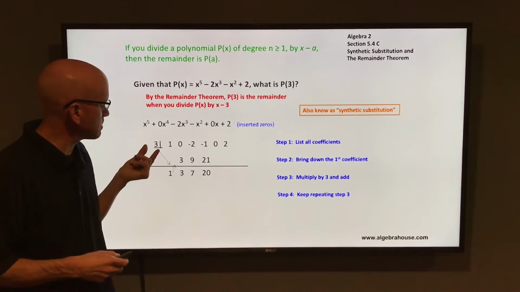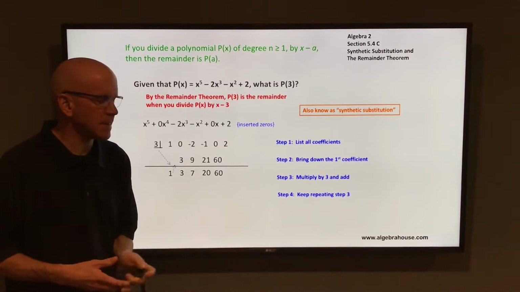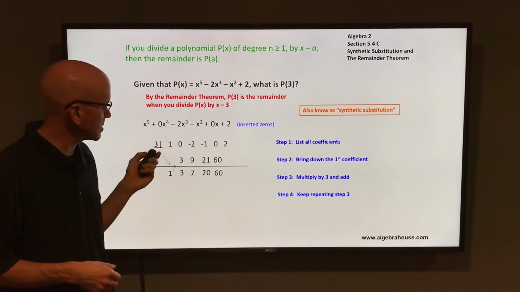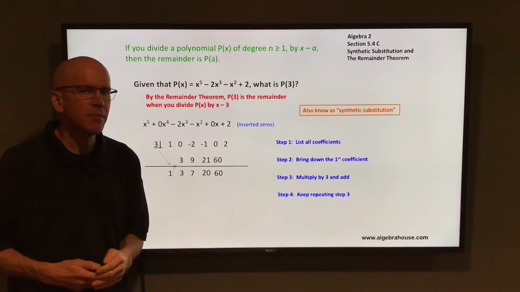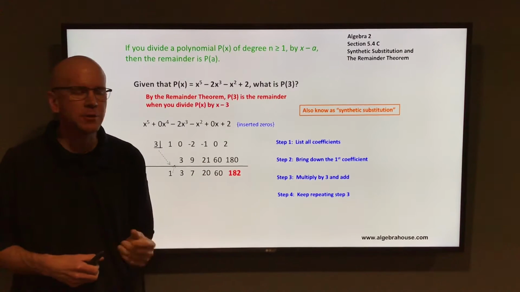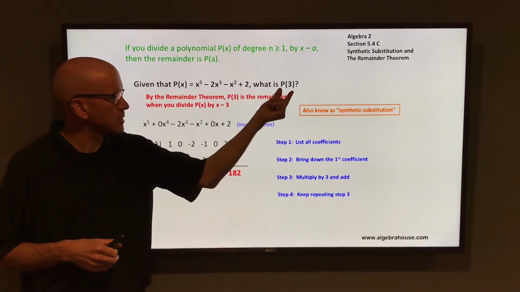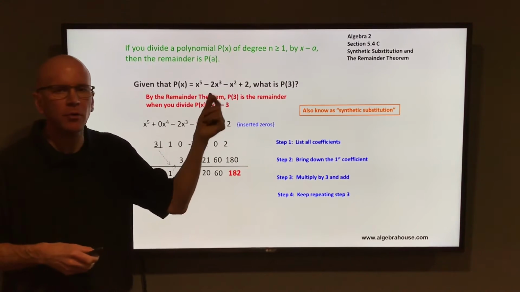So proceed with this. Back to the box. 3 times 20, that is 60. If you add 0 and 60, that is 60. Back to the box. Multiply 3 by 60. That is 180. And if you add 2 and 180, that is 182. That's the number we're looking for. So that's what you get when you substitute 3 in for x into this polynomial.